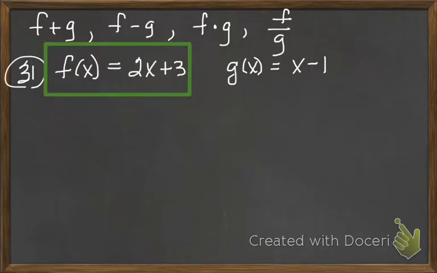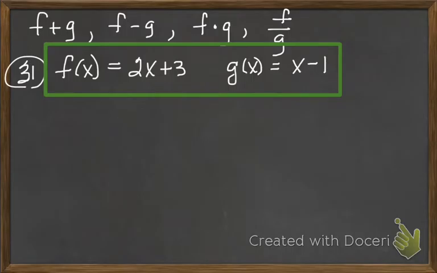So this part is given. They're going to give you 2 equations. Your directions say I want you to do 4 operations. I want you to add these 2 functions and get an answer. I want you to subtract the 2 functions and get an answer. I want you to multiply the 2 functions and get an answer. And I want you to divide. It's 4 separate problems. So let's do the first one.